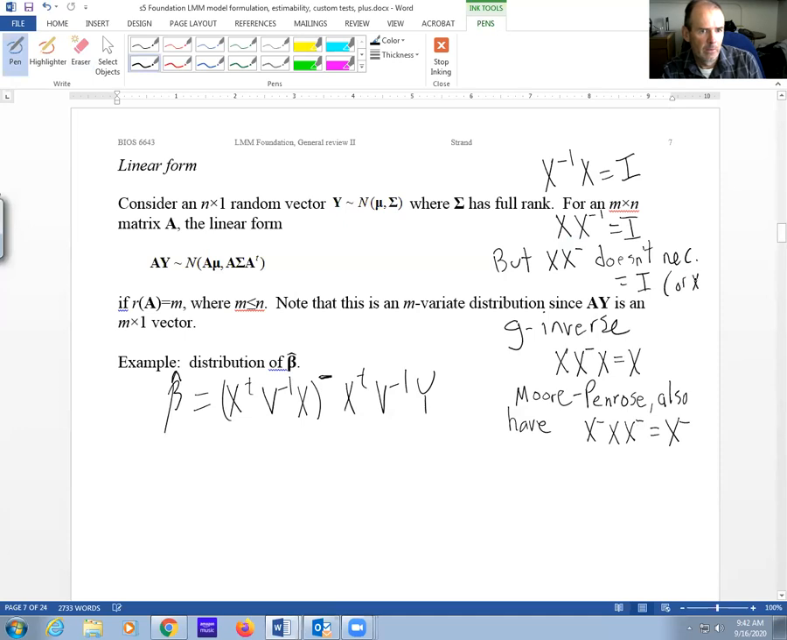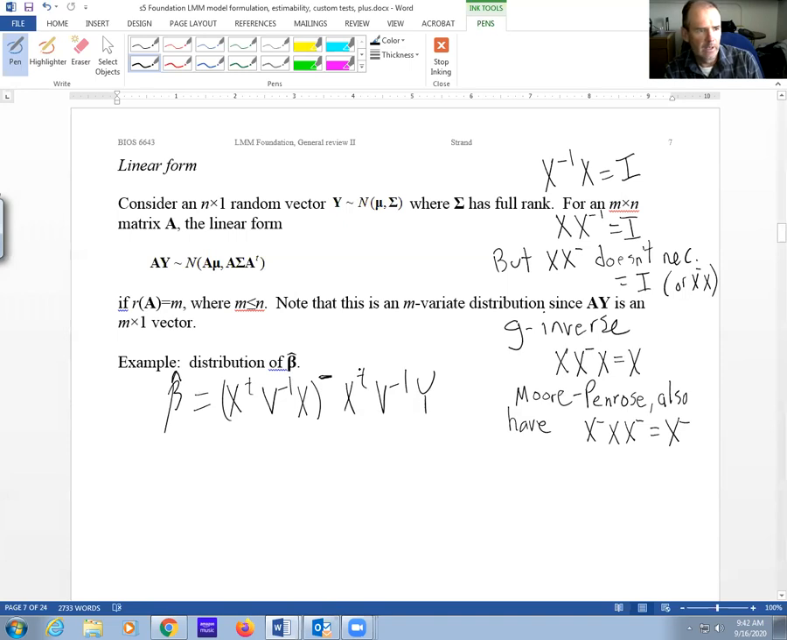Or, okay, we can't make that assumption like we could with the regular inverse. Okay, so we'll see that when we do this proof. So we have this quantity for beta hat. This is how we calculate beta hat.